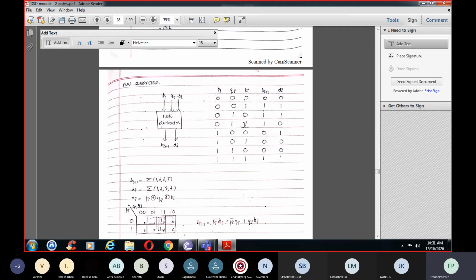Now next what is it? 1 minus 1, it is 0. So it is 0. In the same way, 1 minus 0, it is 1. Again 1 minus 0, it is 1. So difference what you have got? 1. So difference I have written 1. No borrow. So it is 0. So 1 minus 0, what is it? It is again 1. Okay.